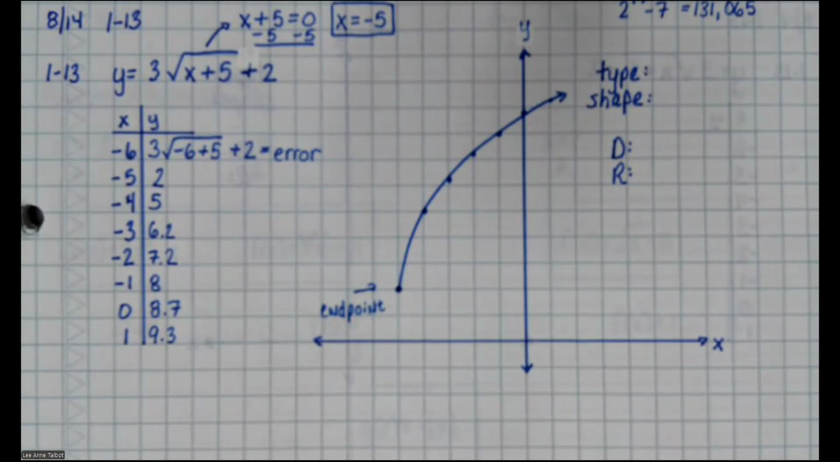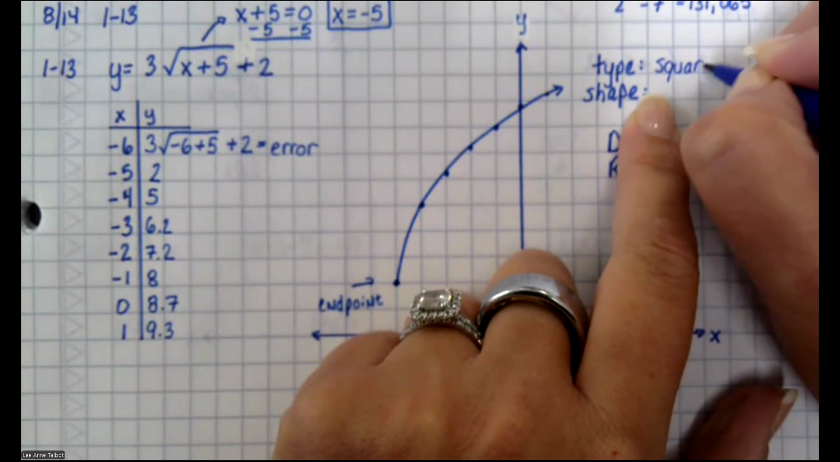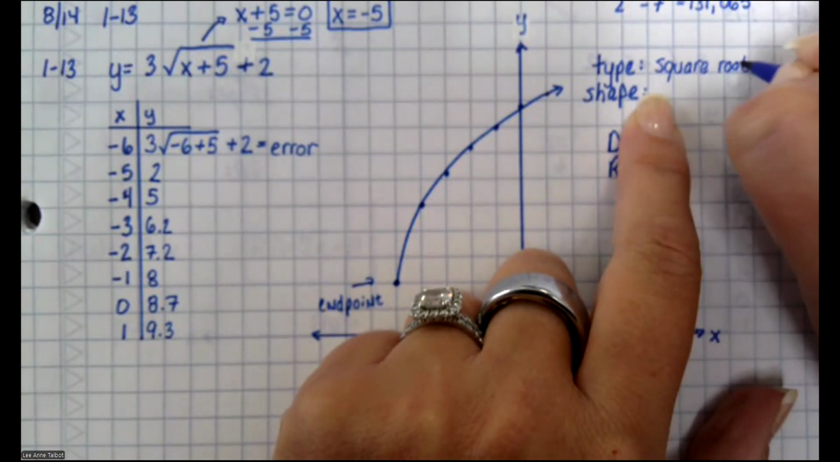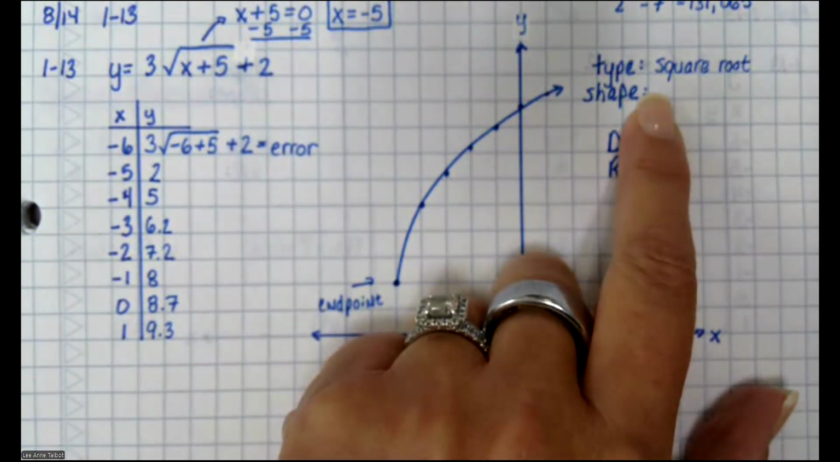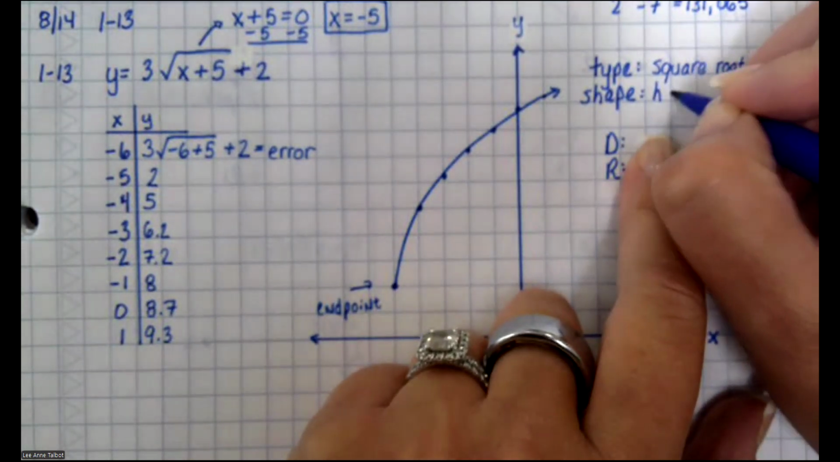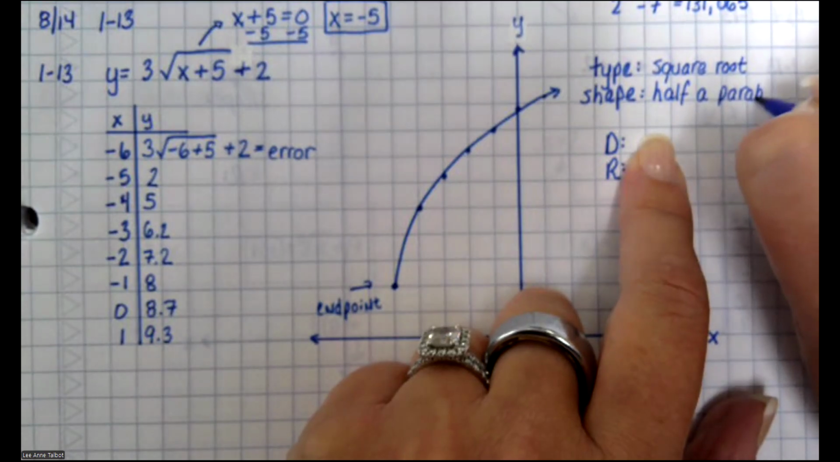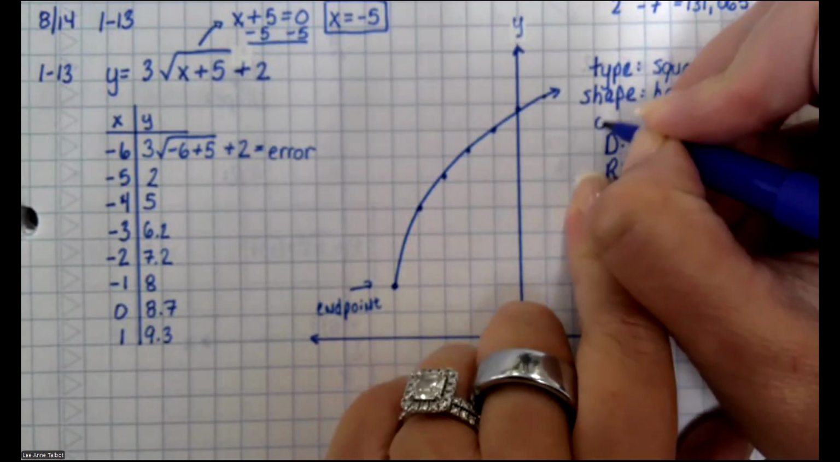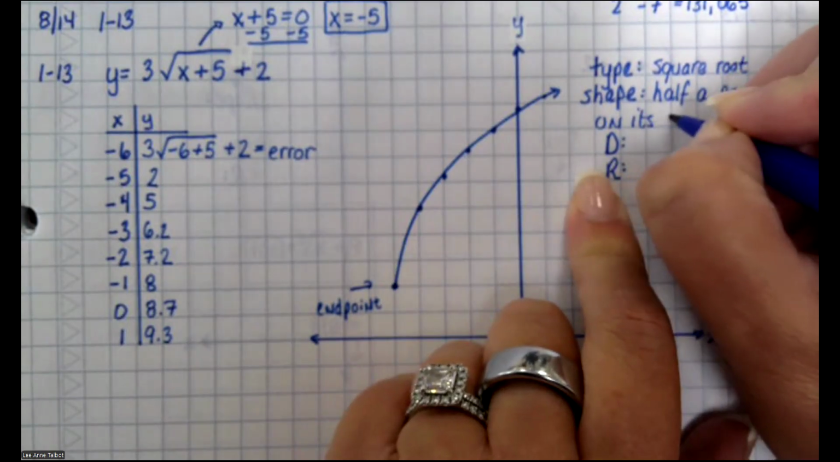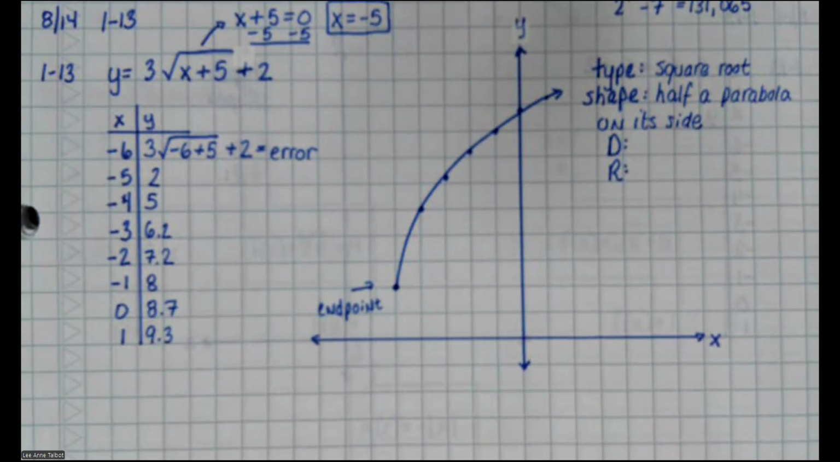Okay. The type of this is called a square root graph. The shape, notice I left some space. It's half a parabola on its side. Half a parabola on its side.